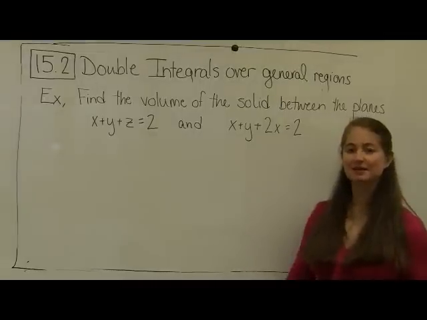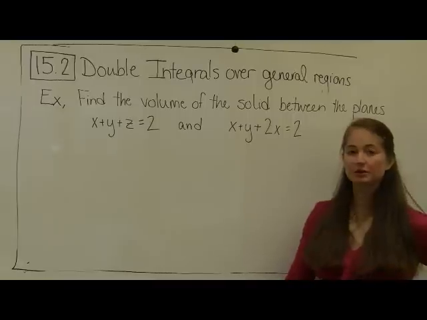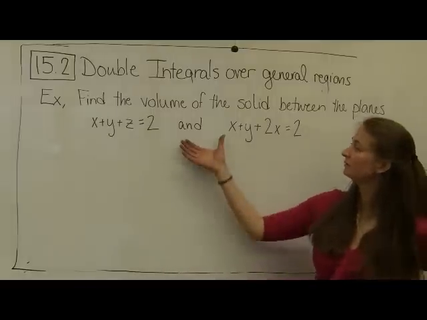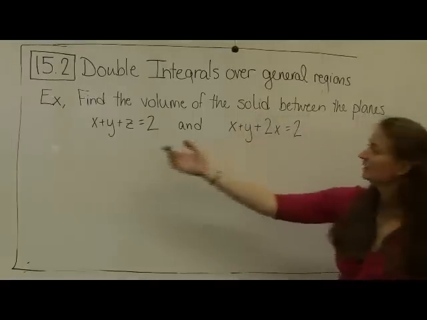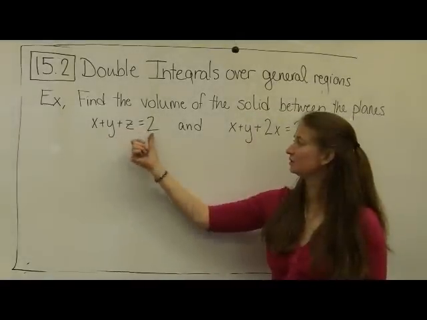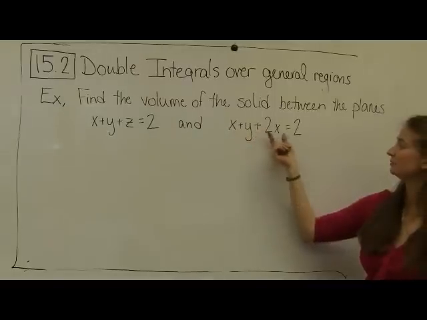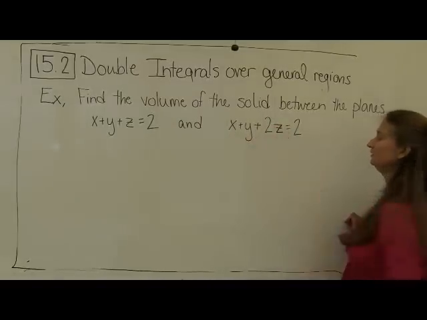So this is our final example for this set of videos. We've done a lot of working with regions of integration, and now we're going to apply that to a new problem where we're trying to find the volume of a solid between the planes x plus y plus z equals 2 and the plane x plus y plus 2z equals 2.